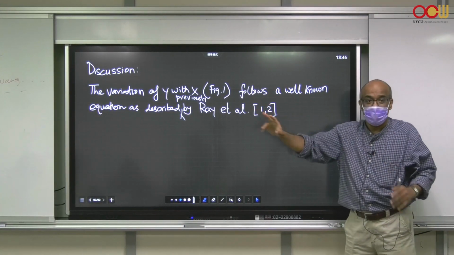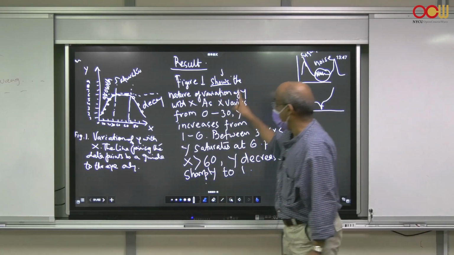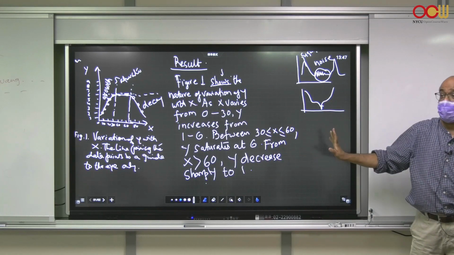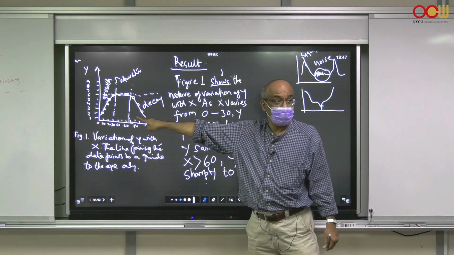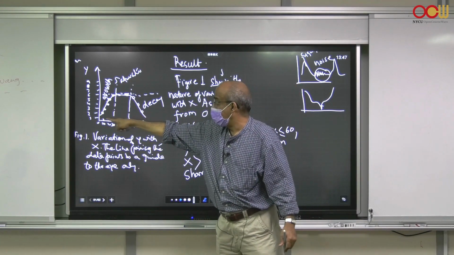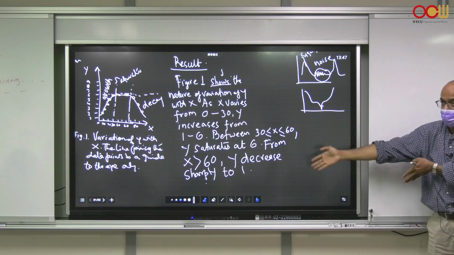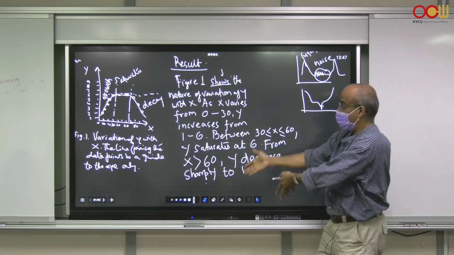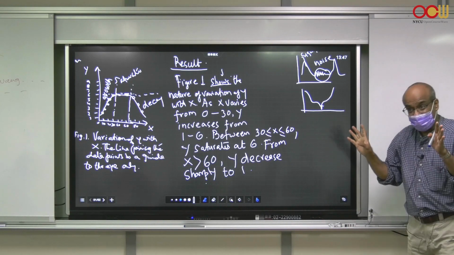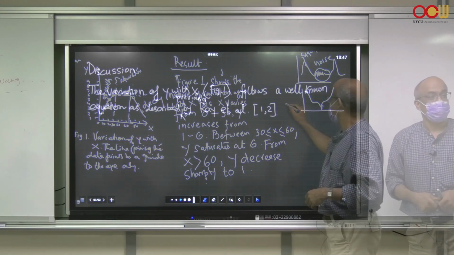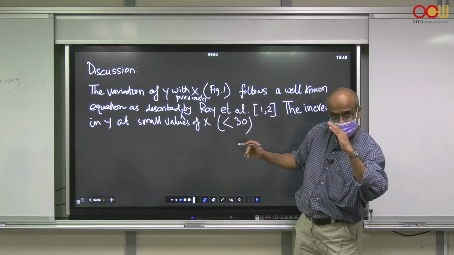Not only reference, you have to explain your result. Remember the first page. I did not explain anything. I just wrote what I saw over here. So y varies from here to here, then saturate, then come down. I did not explain. No science. This is just simple what I see. So it increases, it saturates, and it decreases. That's it. I did not explain. In discussion, you do that. The increase in y at small values of x.